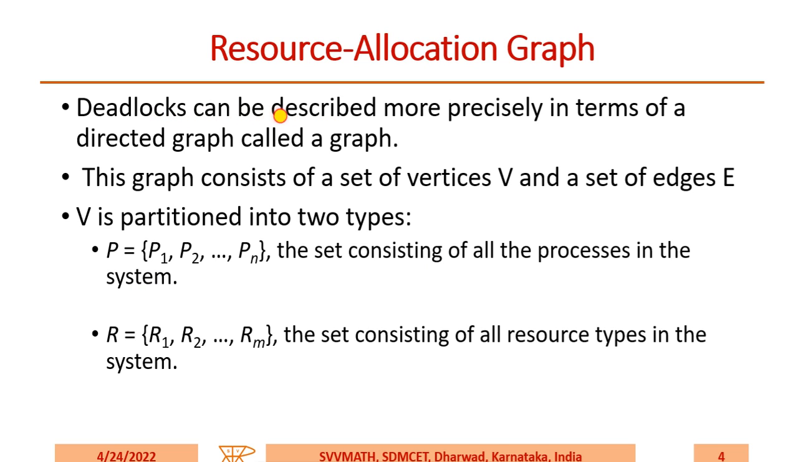Deadlocks can be described more precisely in terms of directed graphs. We call that a resource allocation graph. This graph consists of a set of vertices, V, and a set of edges, E. V is partitioned into two types: a process set and a resource set. P1, P2, ..., Pn are the processes. R1, R2, ..., Rm are the resources.